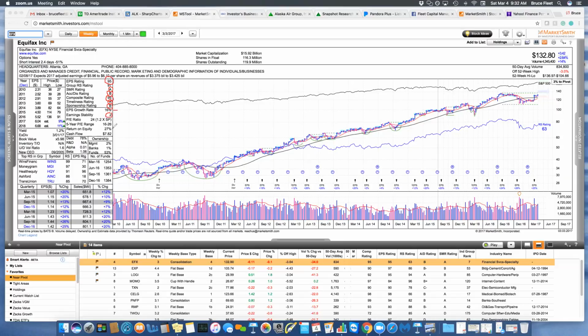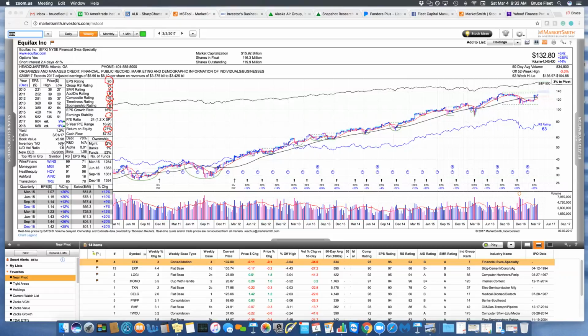Return on equity, I want to see above 17%. 27%, outstanding. I want to see that the management owns some of the company. The management owns 2%. Mutual funds own 53%.